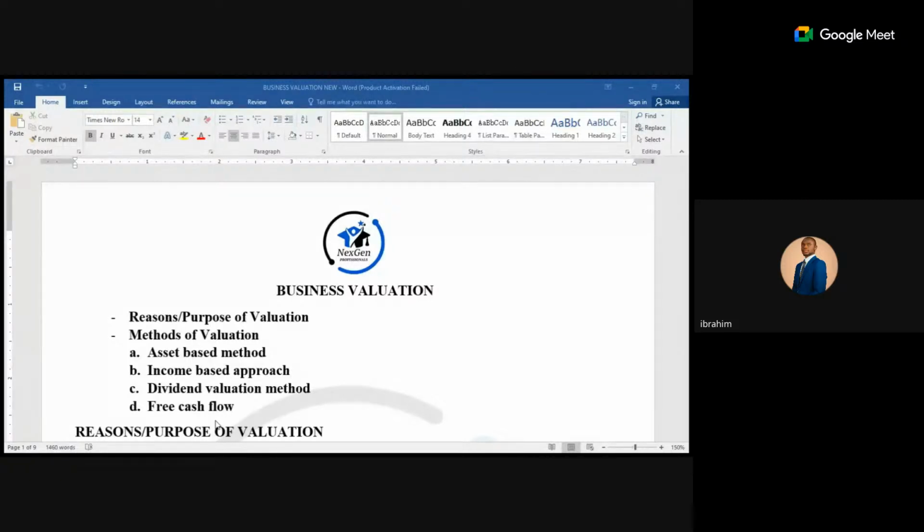In today's class, we shall look at another topic that is different from what we've been doing before. We'll start today's class with business valuation. Though the method of valuation here, the free cash flow, is not actually covered in your syllabus, so I will remove it. But for the purpose of today's class, we'll leave it like this, although it's not covered in your syllabus.